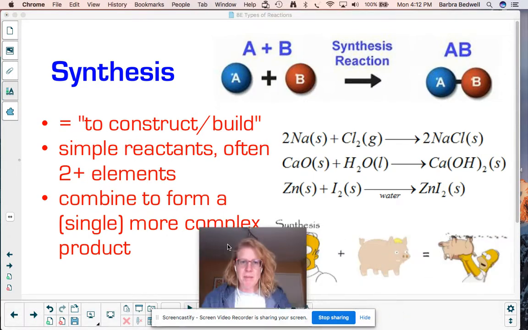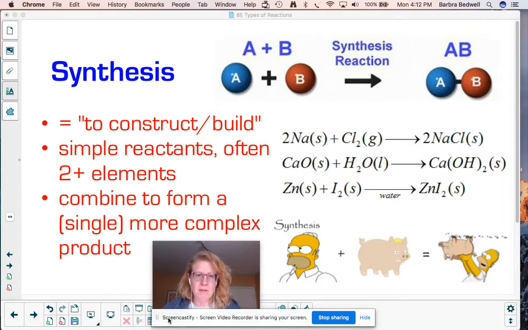Oops, my picture of me is covering that up. There we go. Move that over to the side. So with this, I'm going to hide that.